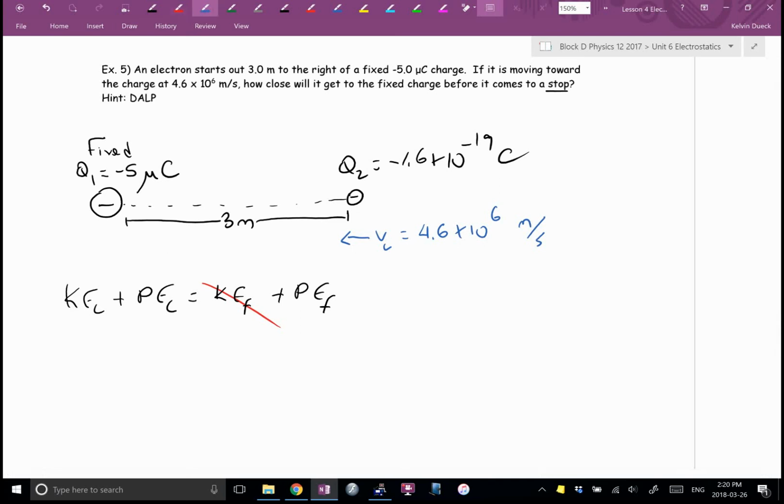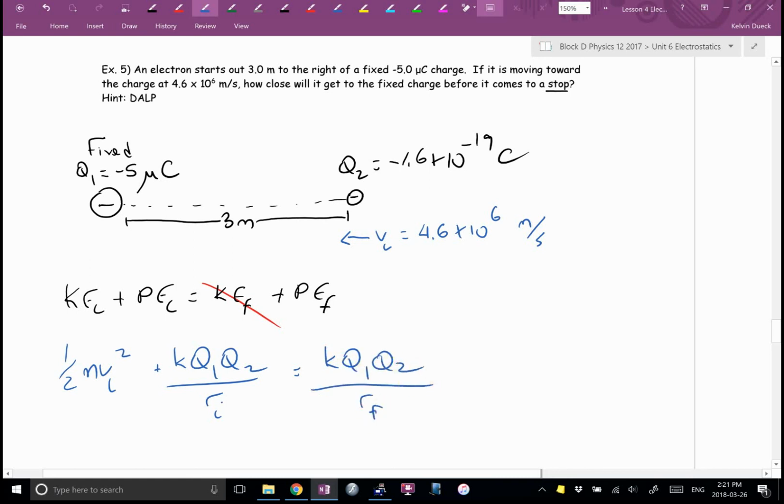A half m v initial squared plus m g h? No, this is electrical potential energy. K Q1 Q2 over R initial equals K Q1 Q2 over R final.